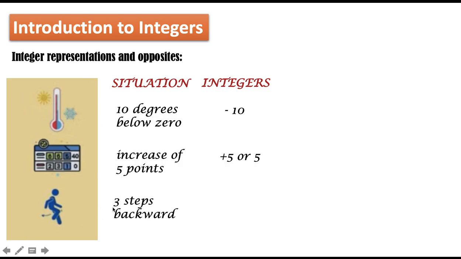So, for example, there's a man walking 3 steps backward. This can be represented by negative 3. Why is it negative? Because of the word backward. And these situations have opposites.